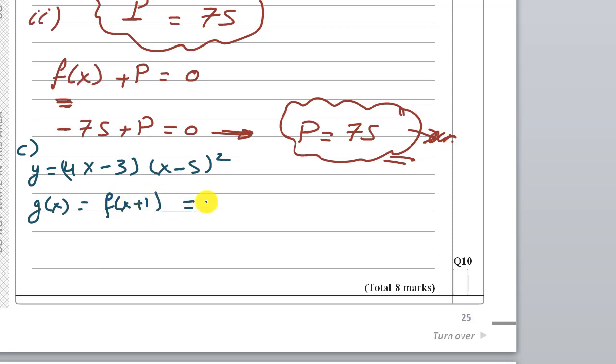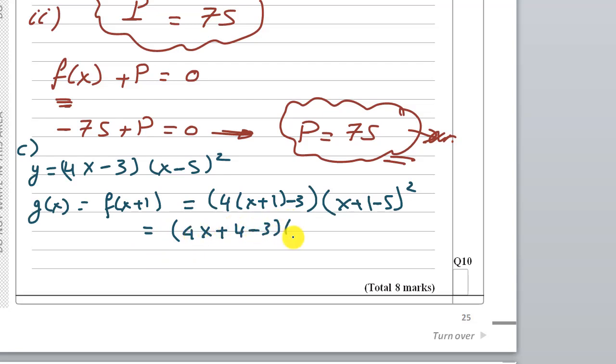So it's equal to 4x plus 1 minus 3 x plus 1 minus 5 squared. So it's equal to 4x plus 4 minus 3 multiplied by x minus 4 squared. So it's equal to 4x plus 1 multiplied by x minus 4 squared. And this is the first part, which is I.